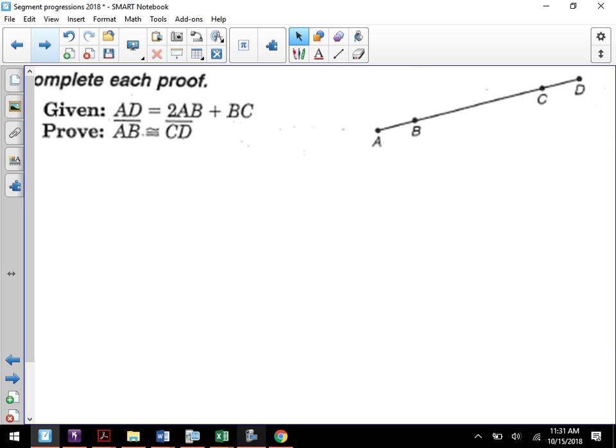Right? So in this problem here, it says that segment AD is equal to 2AB plus BC. Well, what does 2AB stand for again? It's just two of them. Yeah, AB plus AB. It's just condensed. Okay? Multiplication is repeated addition. And at the end, they want to show that AB is congruent to CD.